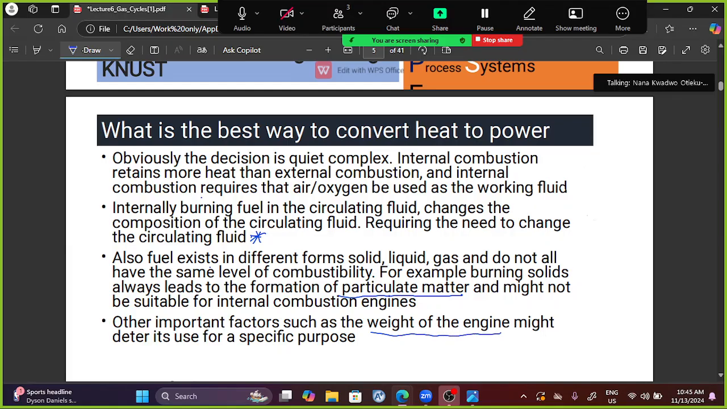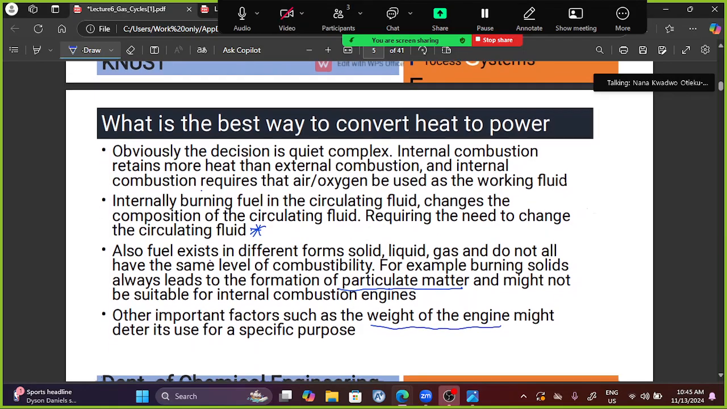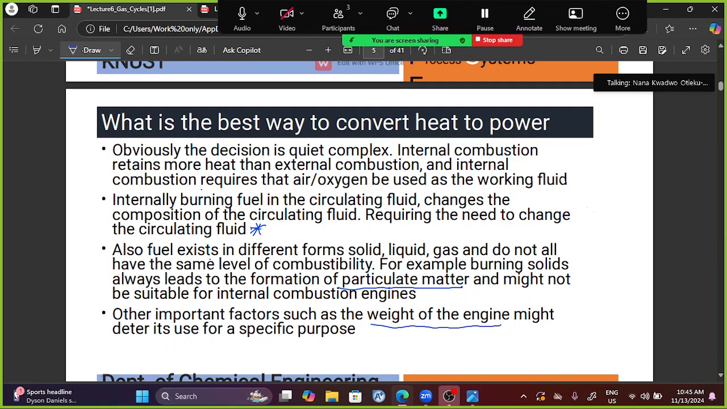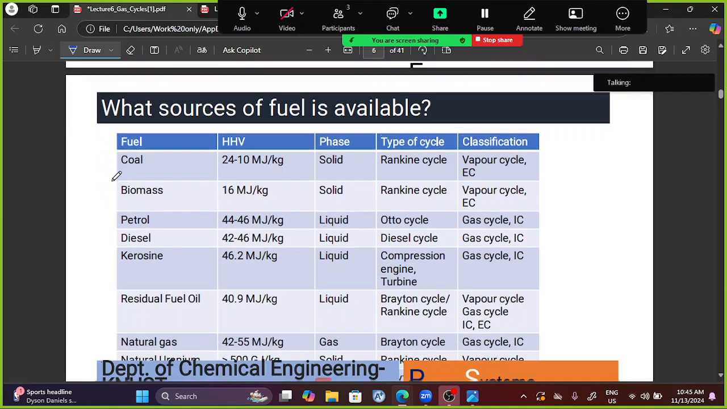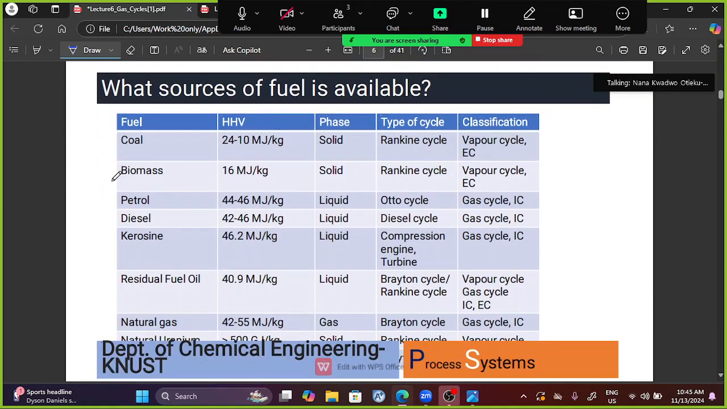If the engine is going to be too heavy, then it means that we can't use it for certain applications. And if it's too light, it might not be able to generate enough power for certain applications. Okay, so we have different sources of fuels here. We have coal, we have biomass, we have petrol, diesel, kerosene. These are just examples, and we have their high heating values over here, right?